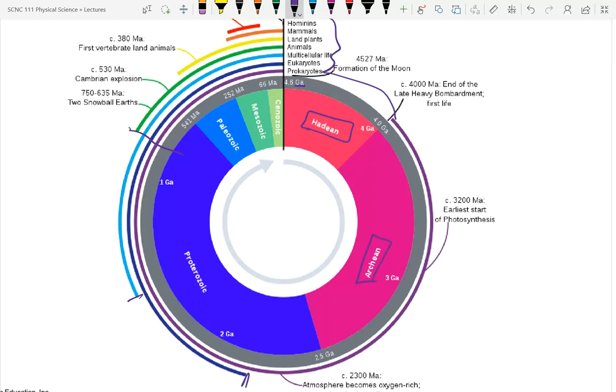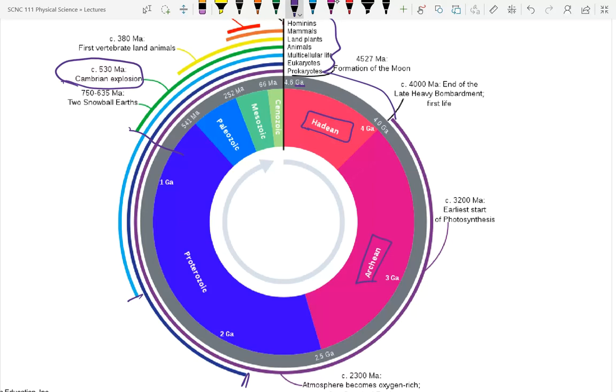And then we get to that 542 million years ago. The 542 million years ago is when we go from the Precambrian to the Cambrian. That's when you have the explosion of life. So it has marked here the Cambrian explosion. You have suddenly lots of different life appearing.